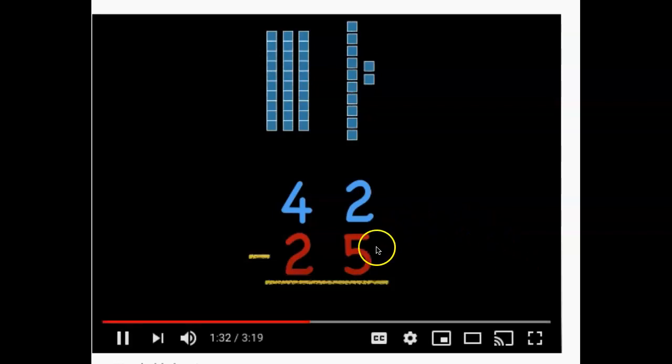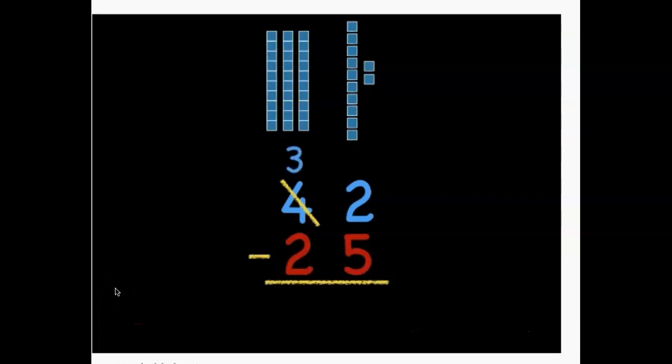Now let's show our regrouping with our numbers. We don't have 4 tens anymore. We've got 3 tens. And we don't have 2 ones anymore. We've got 12 ones. Now we have enough ones to do our subtraction. What is 12 minus 5?